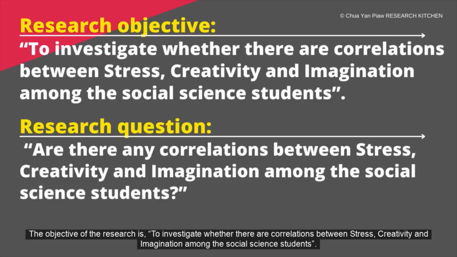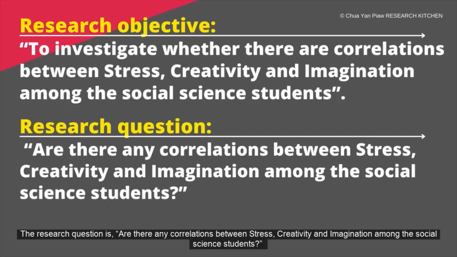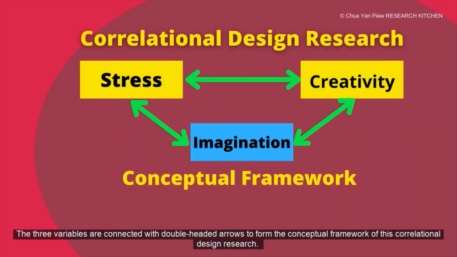The objective of the research is to investigate whether there are correlations between stress, creativity, imagination among the social science students. The research question is, are there any correlations between stress, creativity, and imagination among the social science students? The three variables are connected with double-headed arrows to form the conceptual framework of this correlational design research.